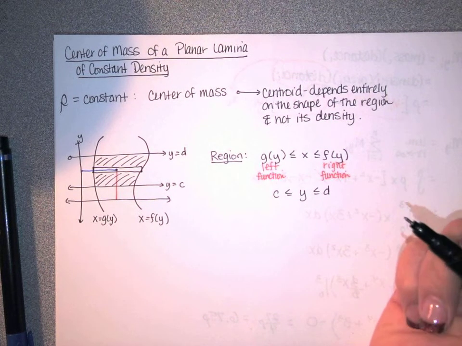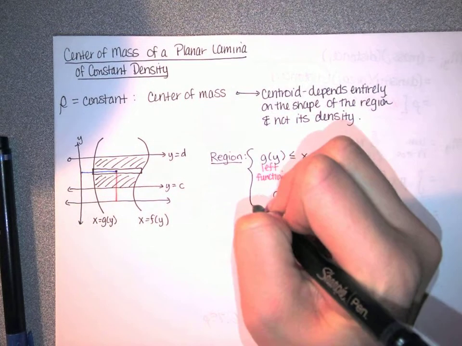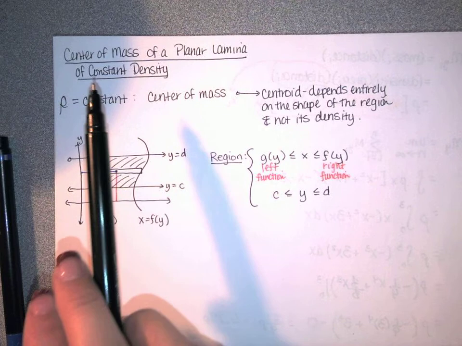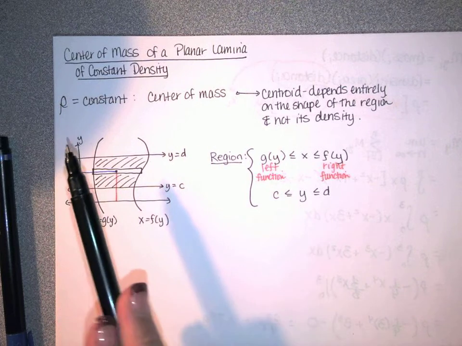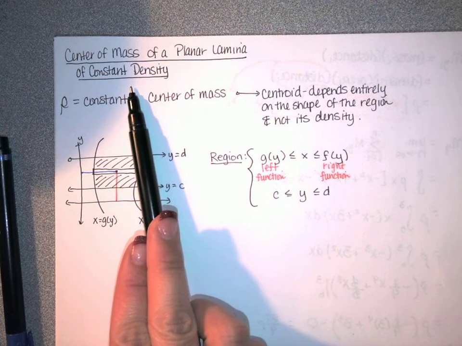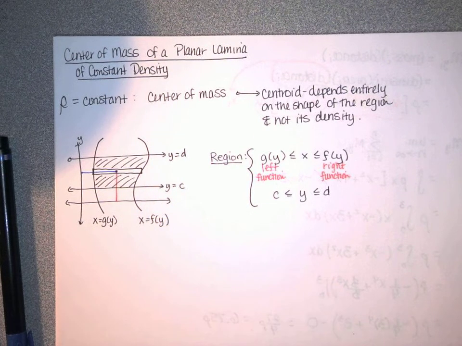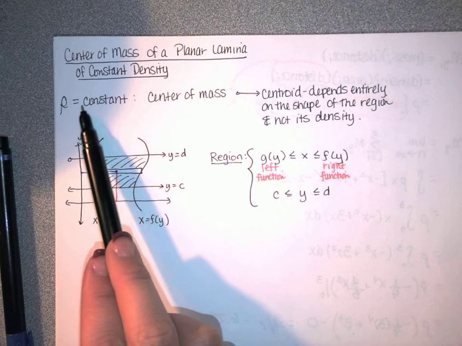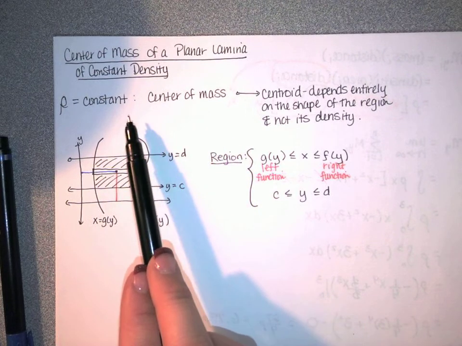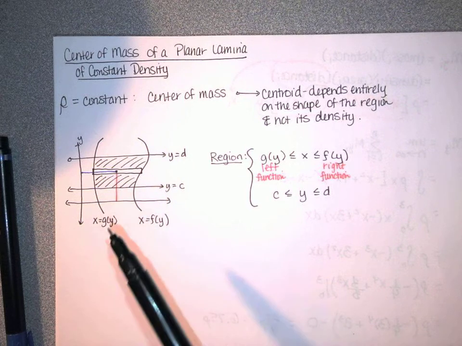So that's our region. One other thing that I wanted to point out before we get started is something I didn't mention in the last video. In this lesson in our textbook, they're using planar laminas of constant density. So that density does not depend on x or y or both, although theoretically it could. If the density is constant, then the center of mass doesn't depend on that density at all, because the mass is evenly distributed throughout the entire region.